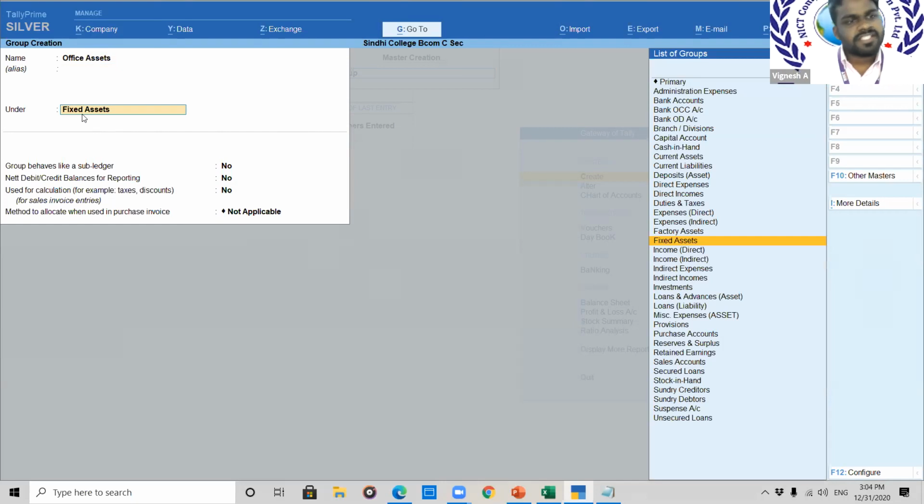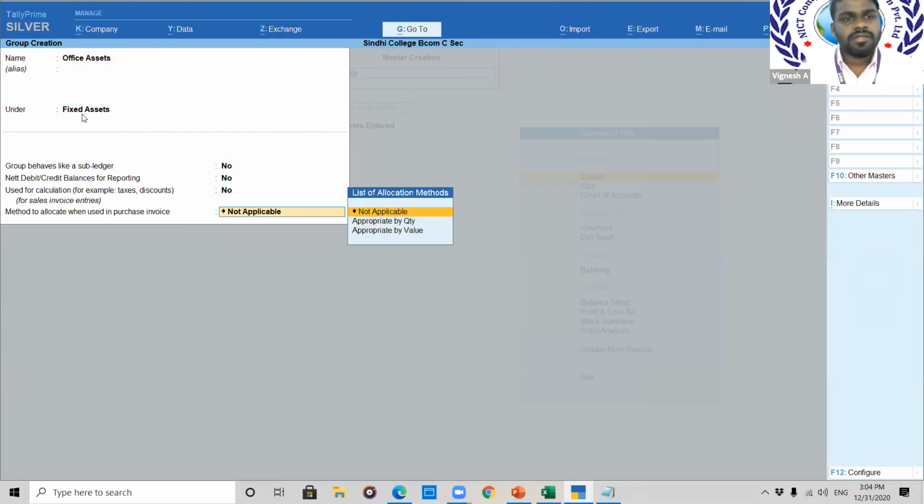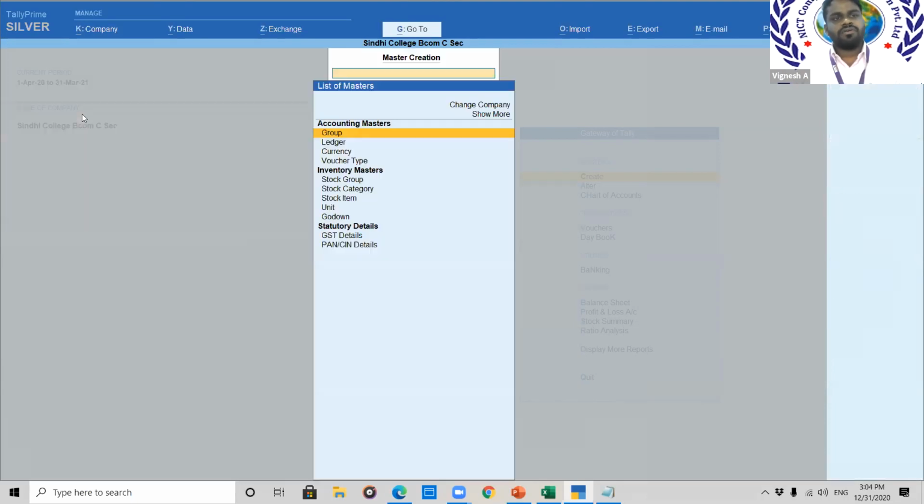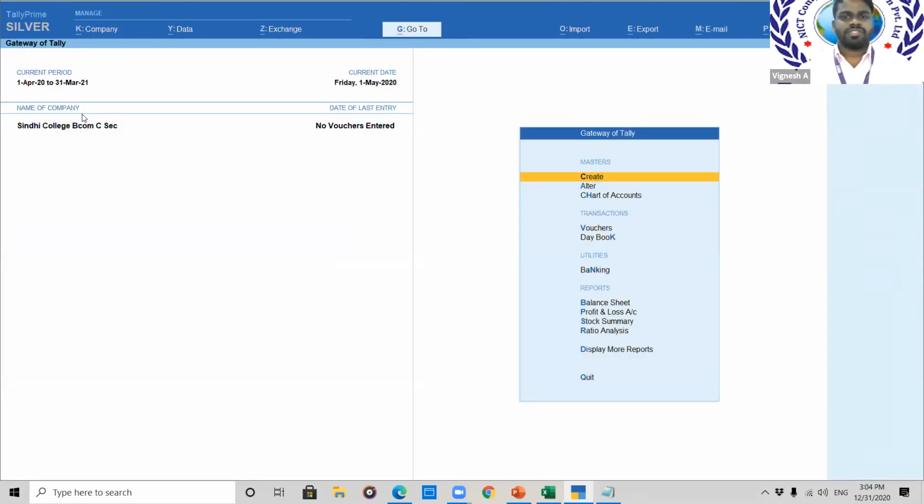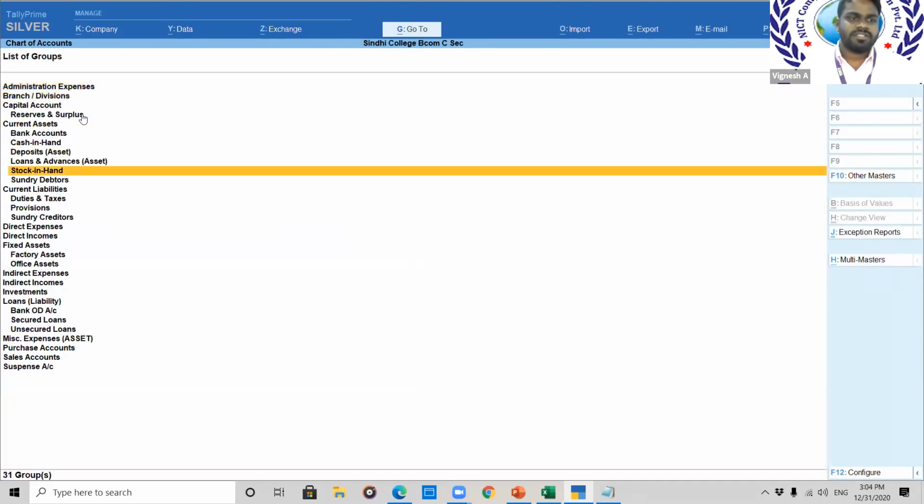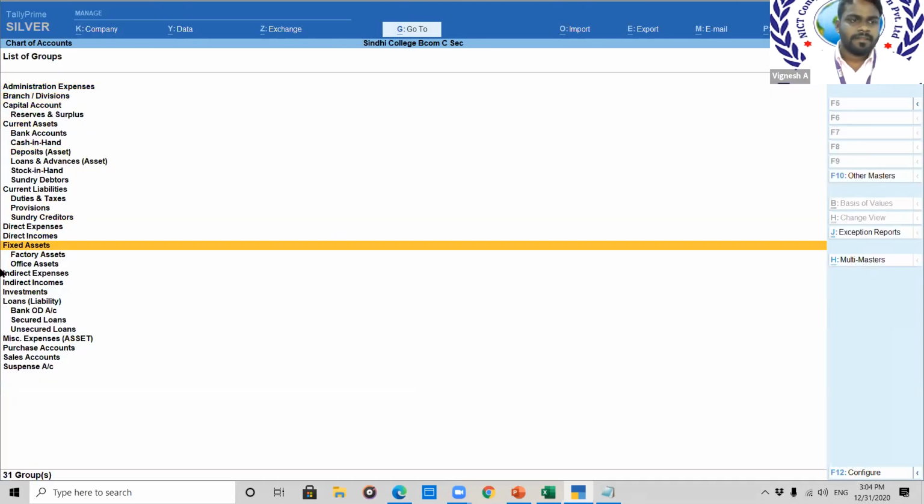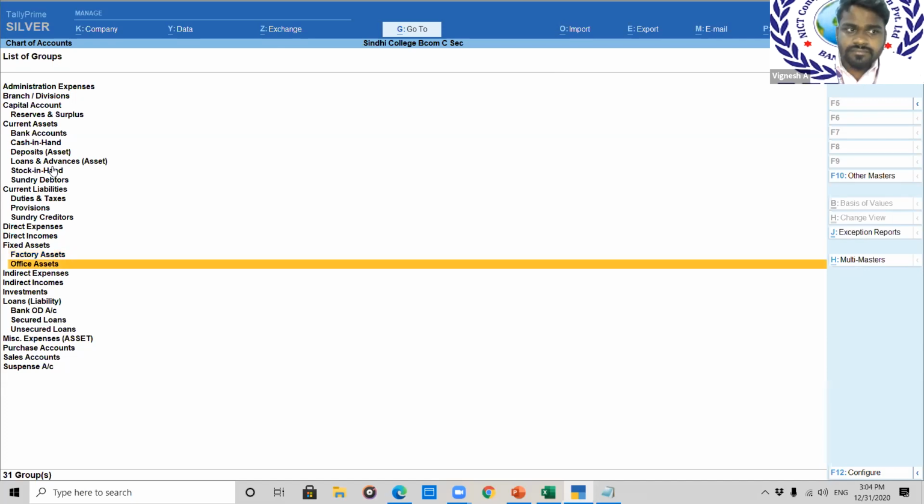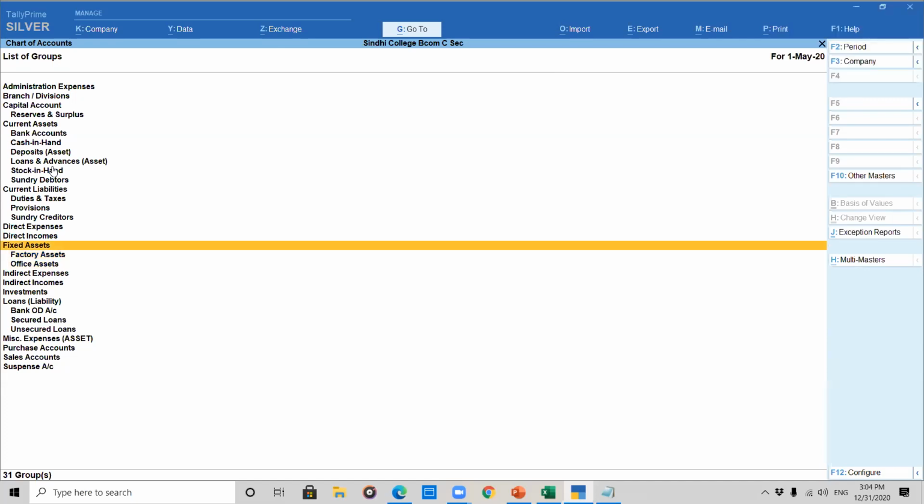Same way, put it under fixed assets so that two structures will be under your fixed assets group. Okay, after creating, go check your groupings under your chart of accounts, and you can see in the grouping structure, under fixed assets there are two things: factory and office assets. Getting it? Yes, sir.